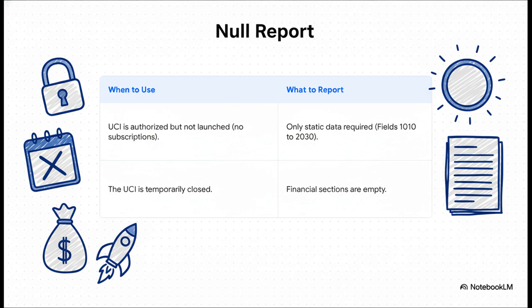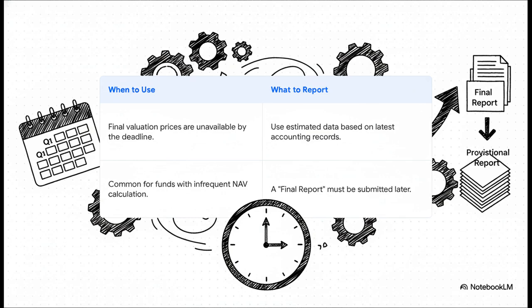For a null report, you only fill out the basic ID info. All those financial sections, you just leave them empty. Easy. Next is the provisional report.